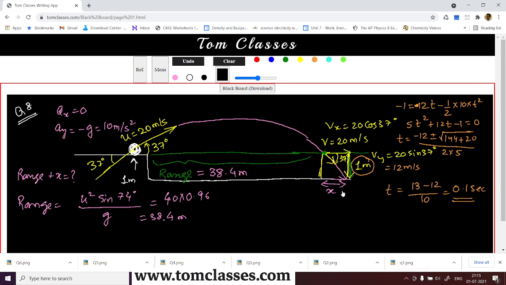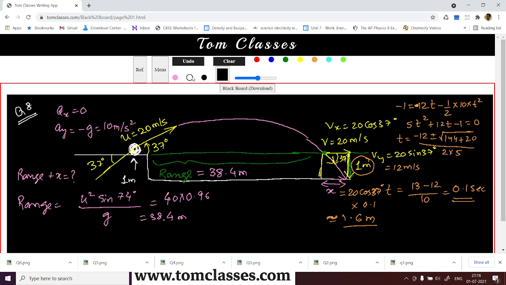So what is x equal to? This is equal to 20 cos 37 degree into 0.1, right? So this is 2 cos 37 degree. So cos 37 is this value, multiplied with 2, so this is 1.5, 1.6 meter approximately. Yes, so this value is 1.6 meter.